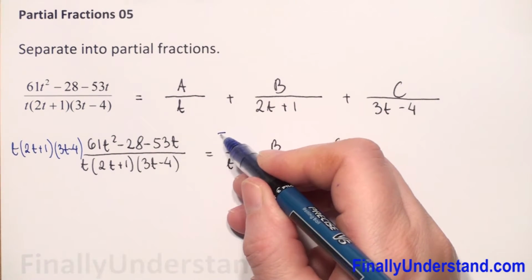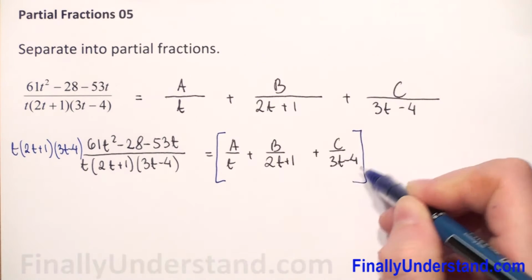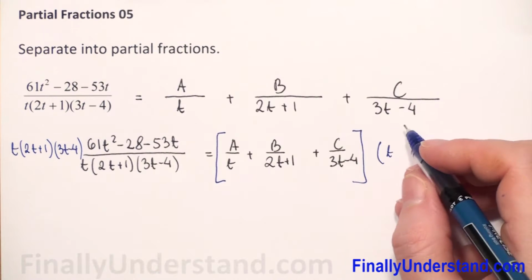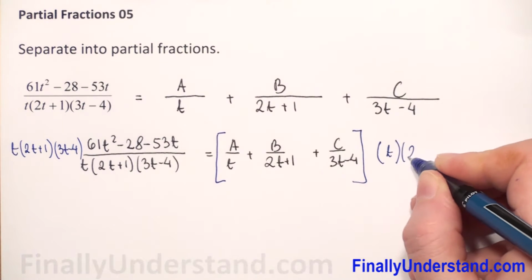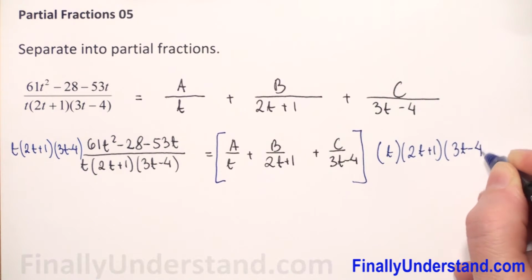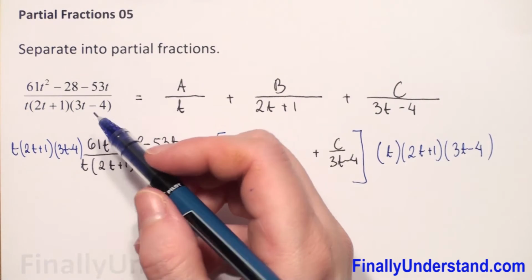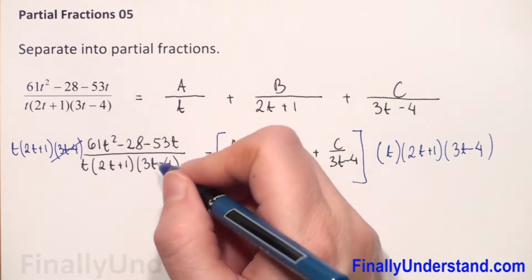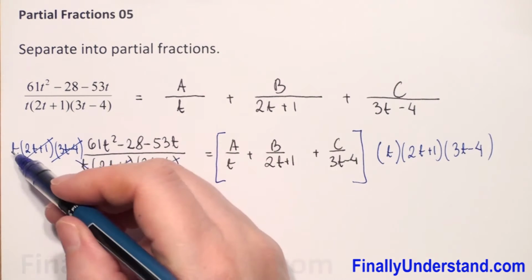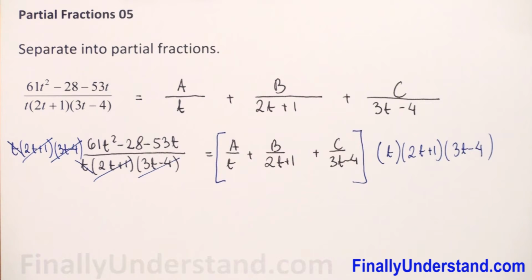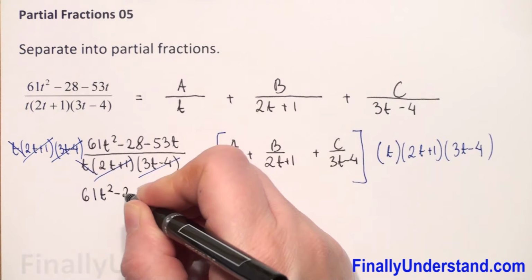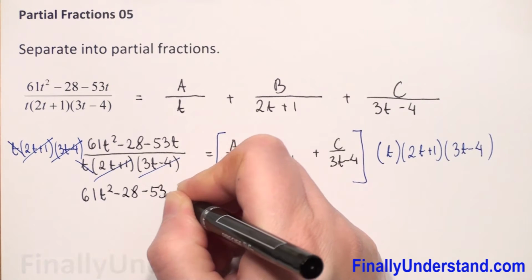It means this whole expression on the right side we need to multiply by t times 2t plus 1 times 3t minus 4. On the left side we see that we can reduce 3t minus 4 with 3t minus 4, 2t plus 1 with 2t plus 1, and t with t. So we will have only 61t squared minus 28 minus 53t.